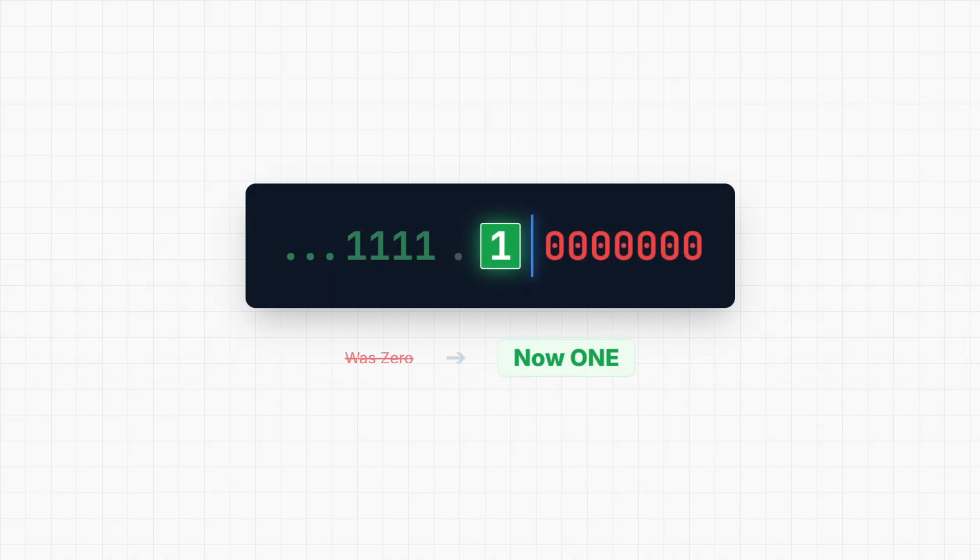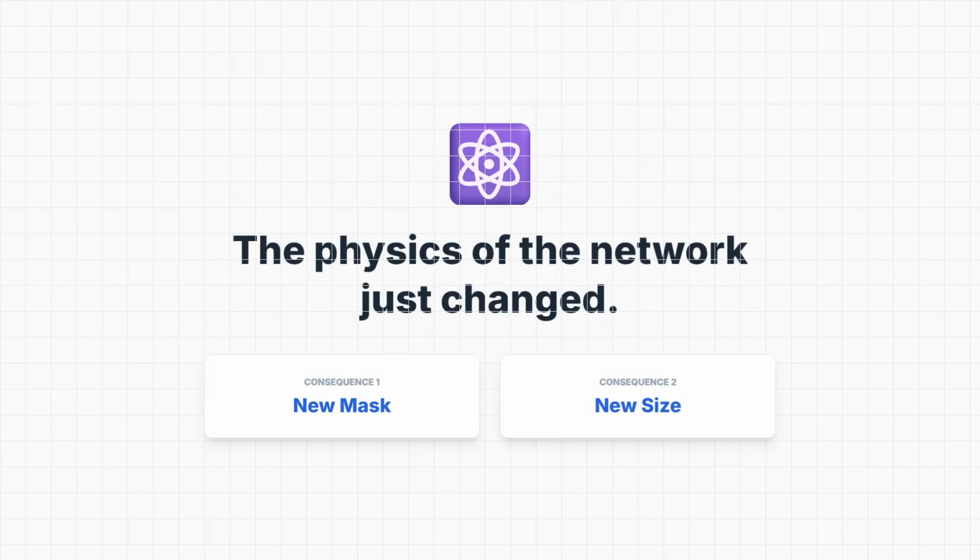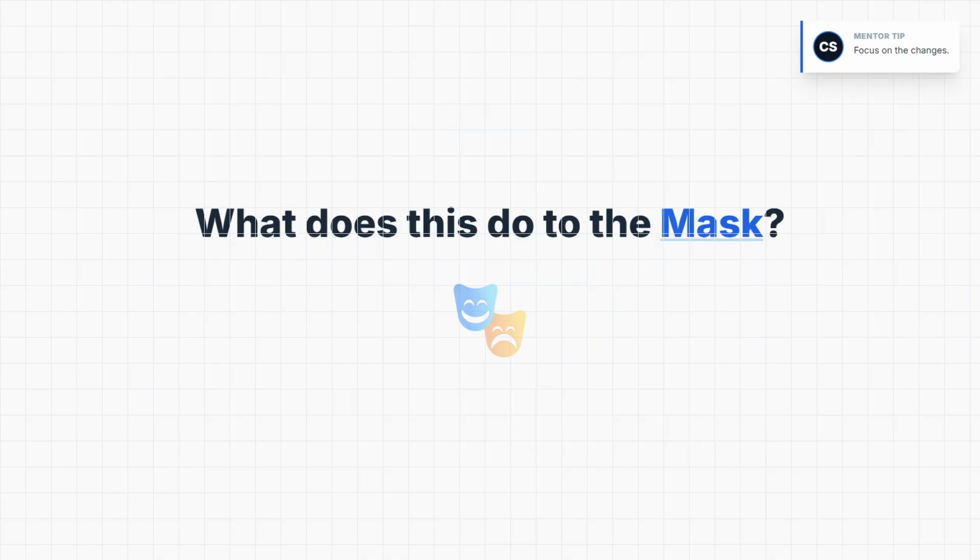This might seem like a small change. It is just one single digit. But that single shift changes the physics of the entire network. It has 2 massive consequences that we need to break down. First, let's look at what this does to the subnet mask itself.